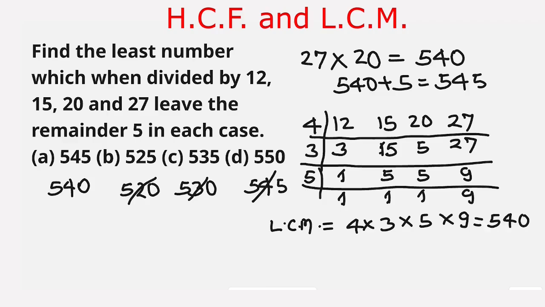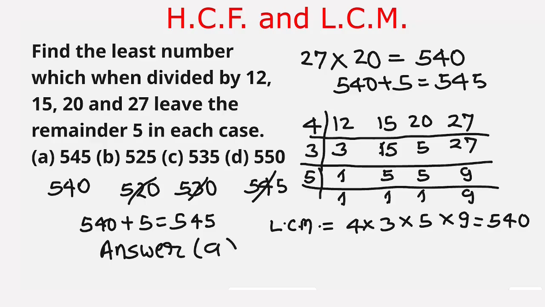Now from the given condition, the remainder in each case is 5. So we have to add 5 to 540. 540 plus 5 is 545. And this is our answer. And from the given options, our answer is option A, 545. I hope you have understood all the methods of solving this question. We go to the next question.